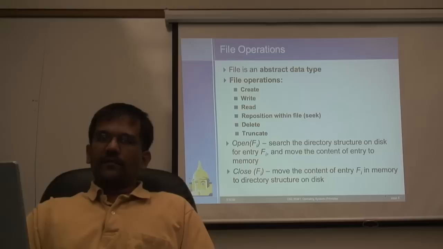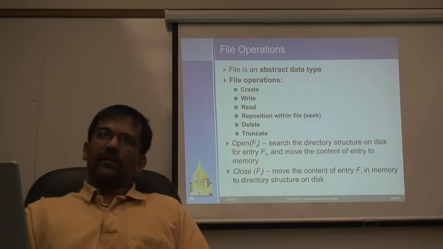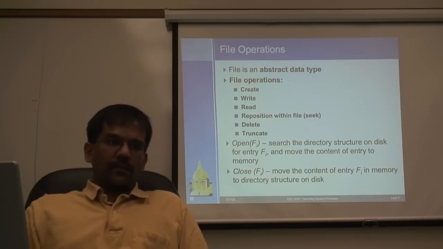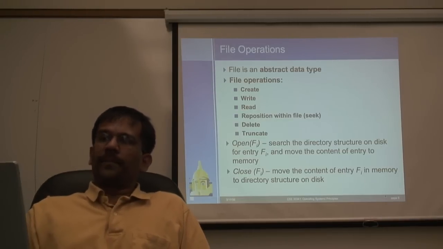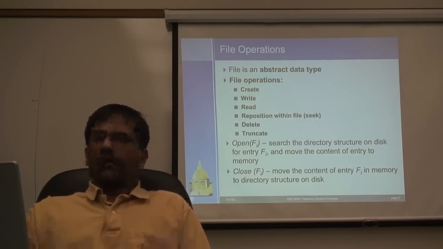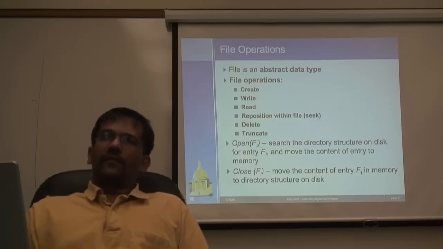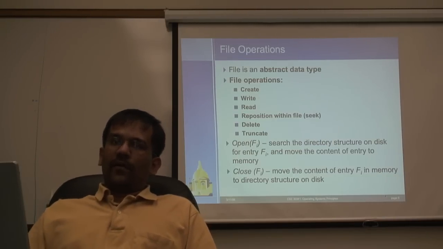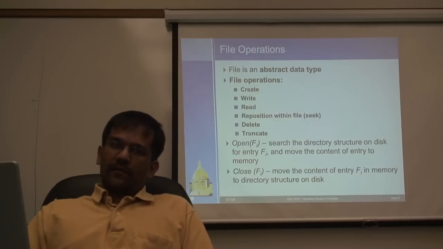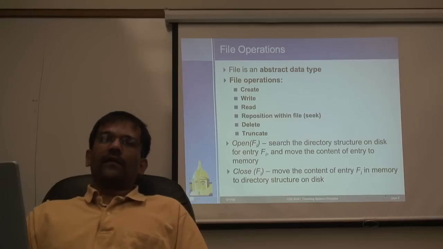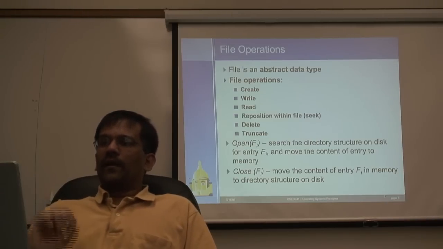So what is more interesting to us is its abstract data type, the set of operations that are possible on a file. The typical operations which are possible on a file are create, write, read, reposition, delete, and truncate. Create will create a new file. Write and read would write and read contents. A reposition, depending on the type of operation supported by the file, may let you go asynchronously to some other part of the file. And delete would delete the whole file. Truncate would delete from that point on to the end.